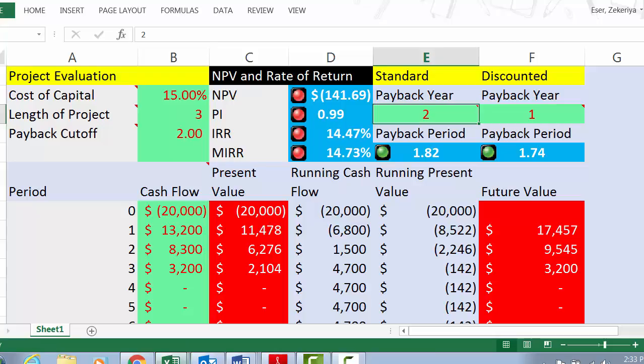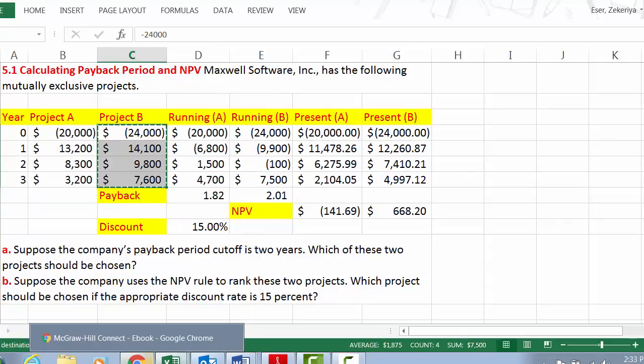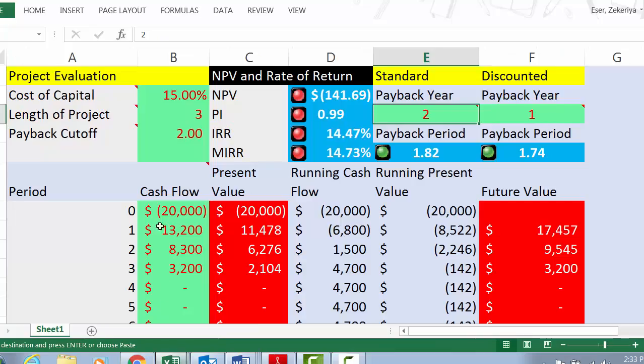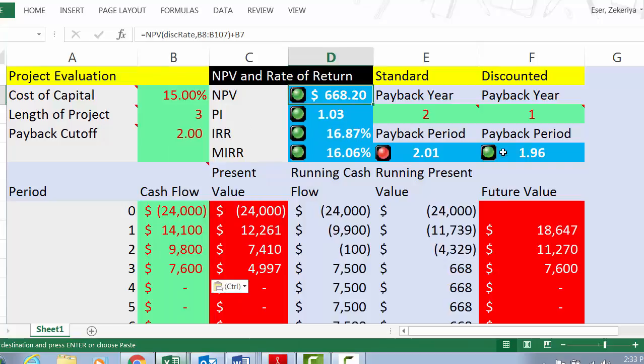And for project B, let's calculate the cash flows. Let's copy the cash flows, paste them in, same NPV, but we know that you go into positive in year 3, so payback year is 2.01.